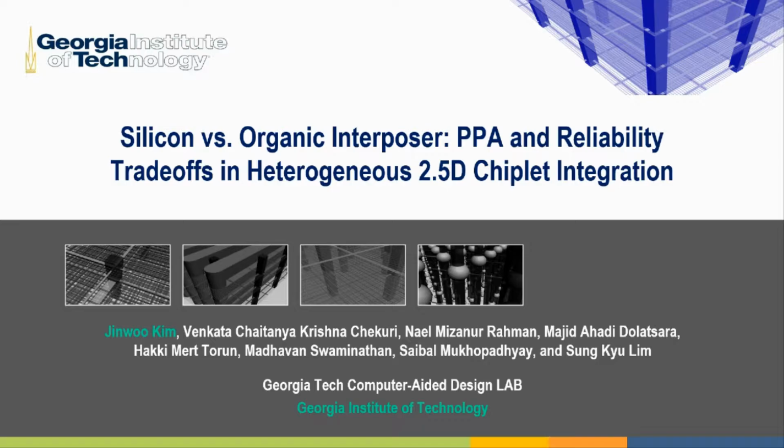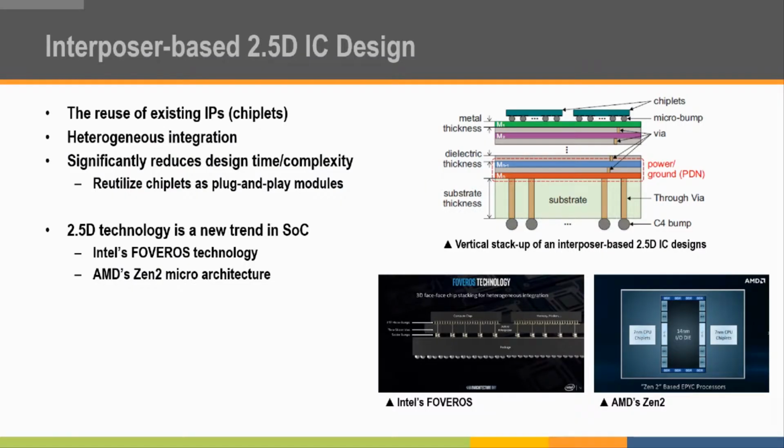Today I'm going to present PPA and reliability trade-offs in heterogeneous 2.5D ICs using different interposer technologies. Interposer-based 2.5D integration provides the reuse of existing IPs, enables heterogeneous integration, and significantly reduces design time and complexity by reutilizing chiplets as plug-and-play models.